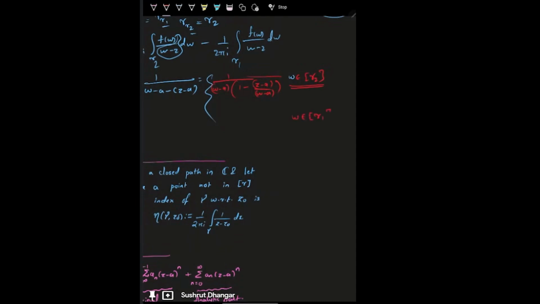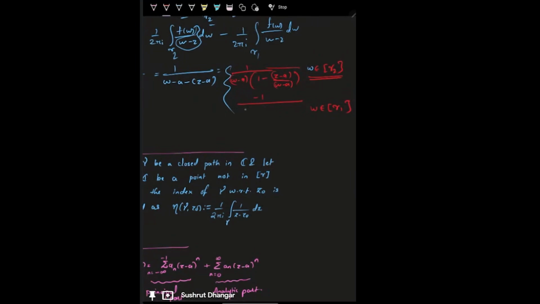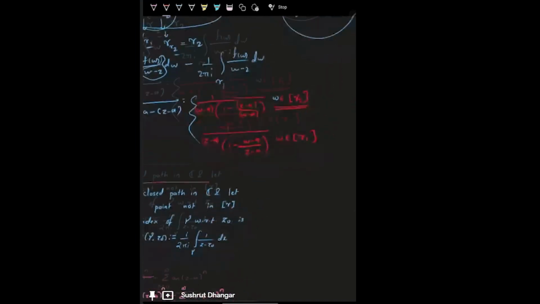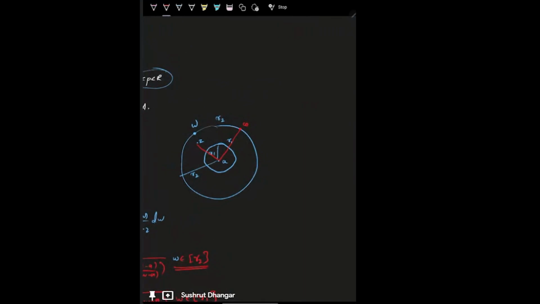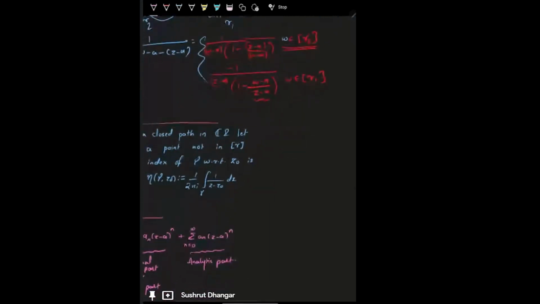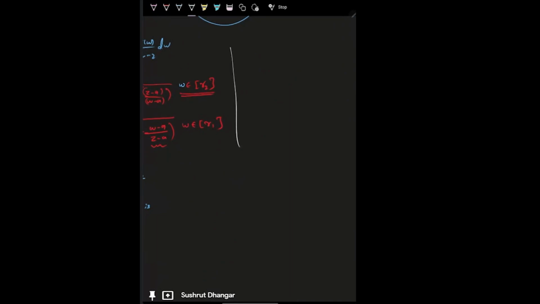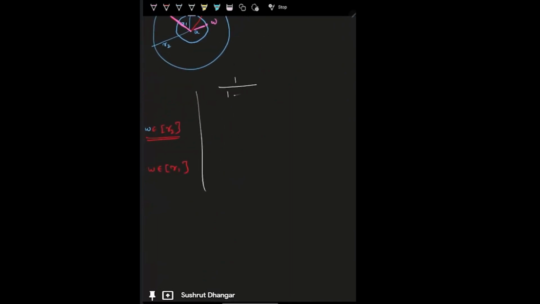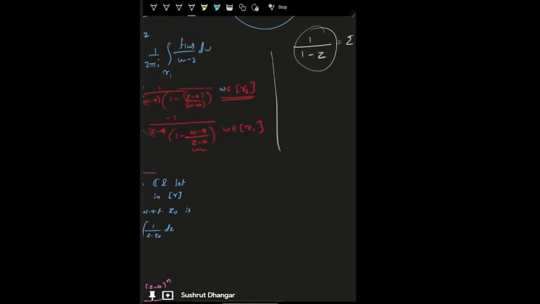Now if w is coming from gamma 1, I can take z minus a common, and rewrite this expression as 1 by (z minus a) times (1 minus (w minus a) by (z minus a)). This makes sense because w lies here, and the modulus of z minus a is greater than this. And why are we doing this? It's because we know that the geometric series, the series z raised to n, converges to 1 by 1 minus z when mod z is less than 1. So that is our motivation here.